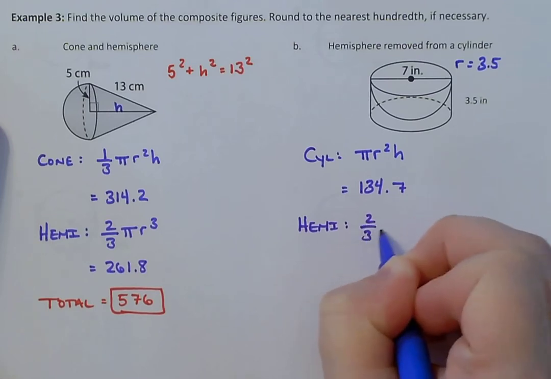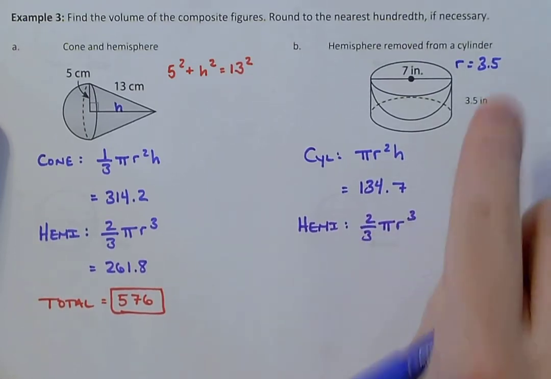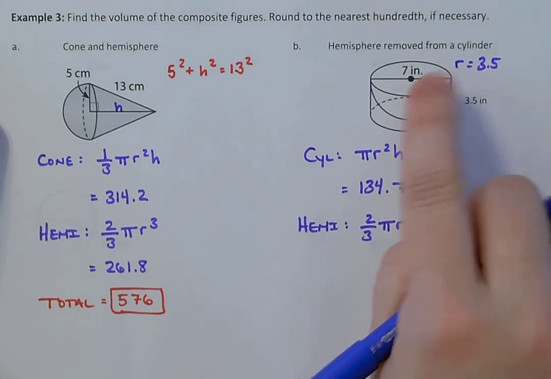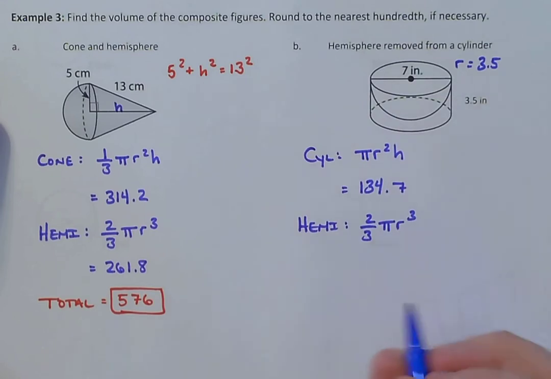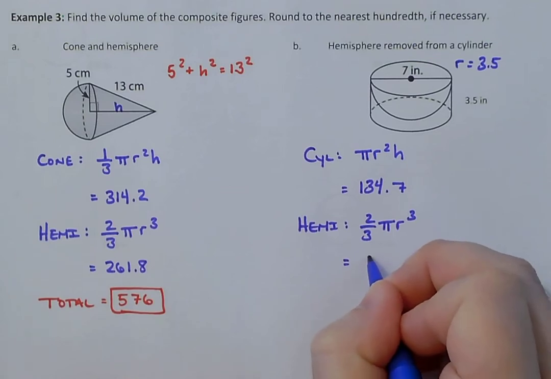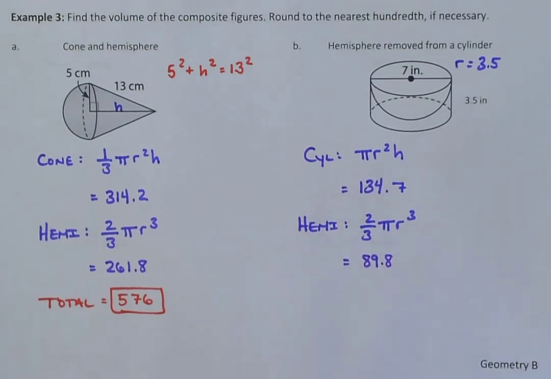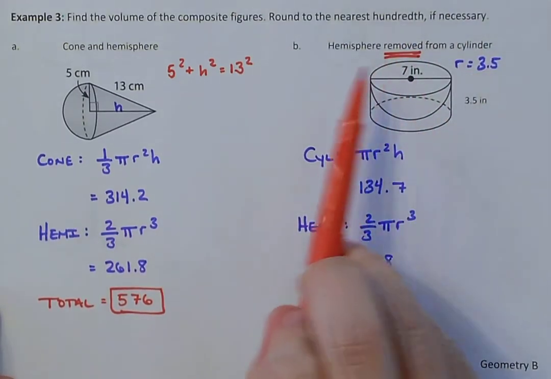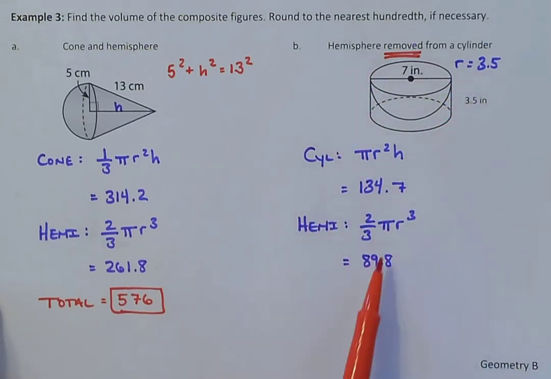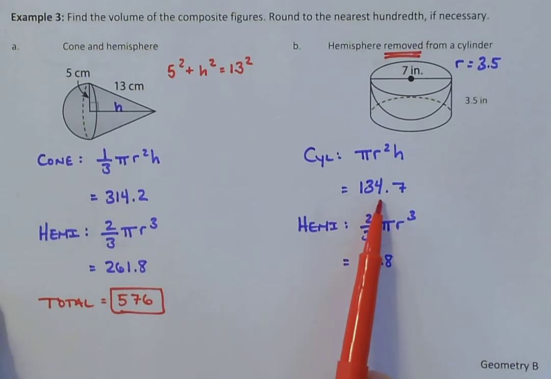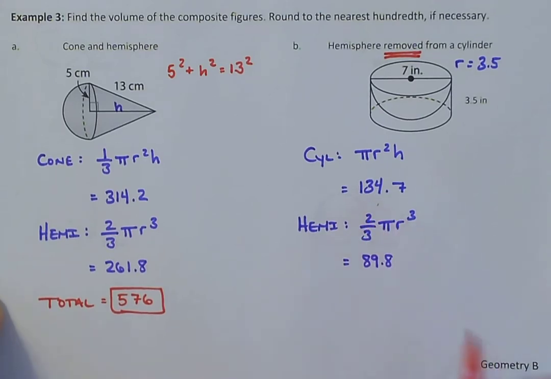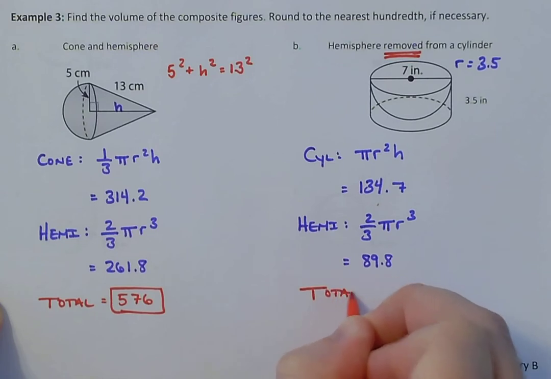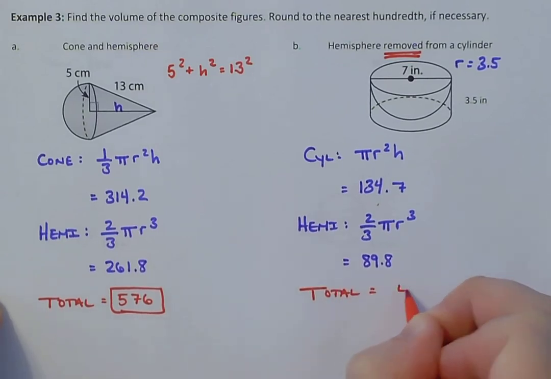Then you would have to figure out the volume of a hemisphere, which again is 2/3 pi r cubed. We know our radius to be 3.5 because that's half of the diameter of 7. And when you plug all of that in, our volume for the hemisphere ends up being 89.8. And because we are removing the hemisphere from a cylinder, that means we need to subtract 89.8 from 134.7, which will give us a total volume of 44.9.